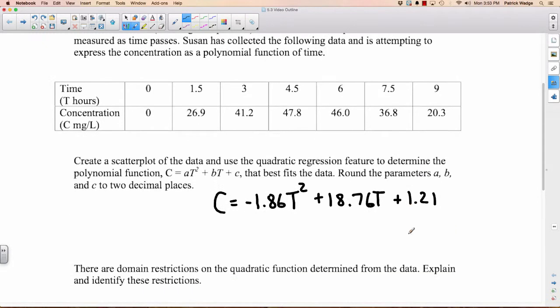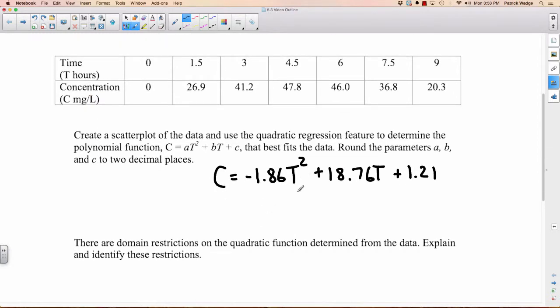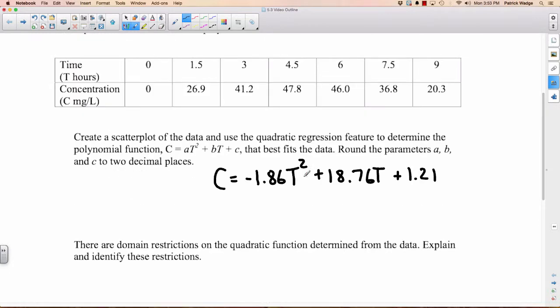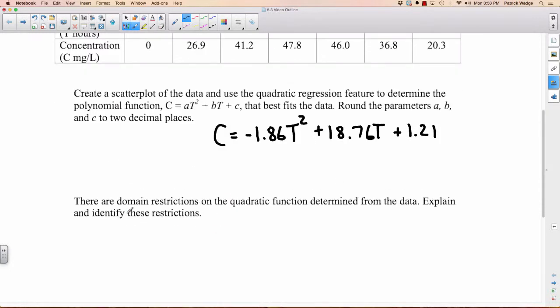There is the function that relates those two variables, time and concentration, in this question. Very useful. So if you wanted to right now, you could figure some stuff out by putting numbers in for t or numbers in for c, and we'll get there in a second. First of all, it says there's domain restrictions on the quadratic function determined from the data. Explain and identify these restrictions.